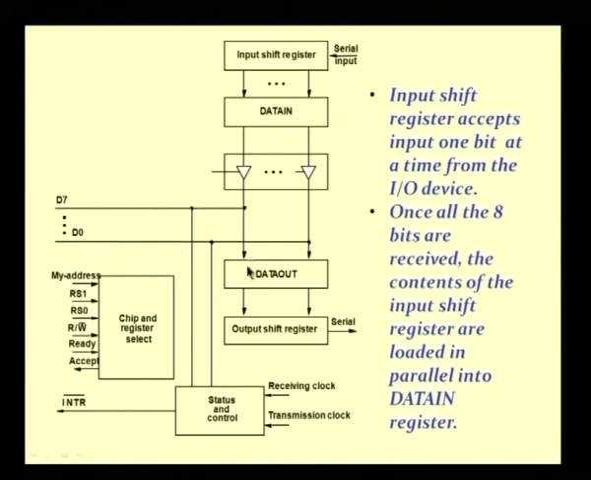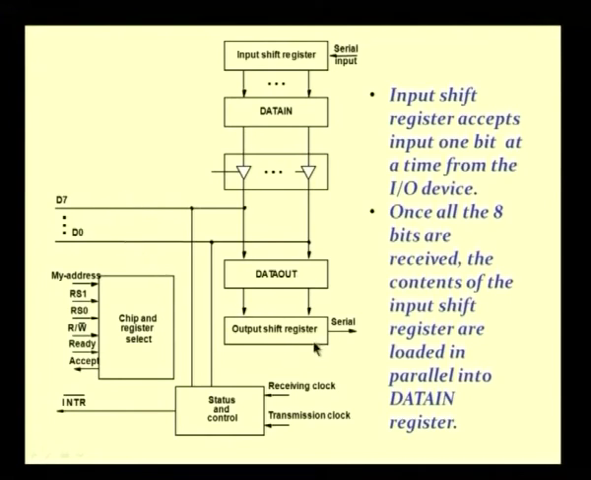Similarly, if I have a serial output interface, D0 to D7 will be stored into the data out register. From the data out register, it will be shifted into an output shift register, and from the output shift register, it will be shifted out serially. So, the serial input and the serial output are handled within this interface circuitry. The interface to the processor side is still always parallel. That is basically how we handle it.